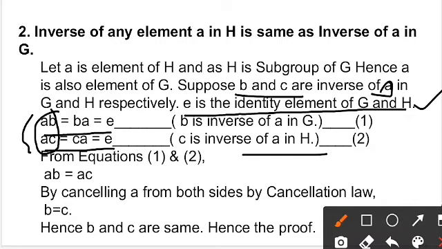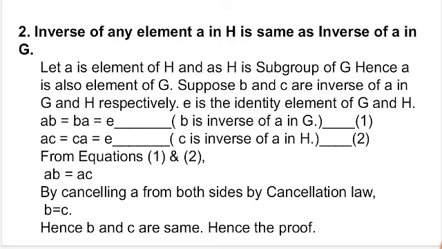We have taken just this part, the left hand side. And then by the cancellation law, here we cancel out A and we say that B is equal to C, right? Hence B is equal to C. B and C are the same, and hence the inverse of any element A in H is the same as the inverse of A in G, and hence this is the proof for the second part. Now let's go for the third part.